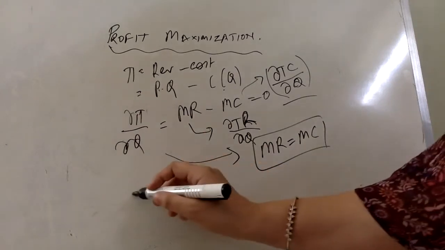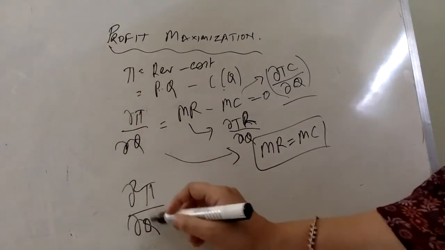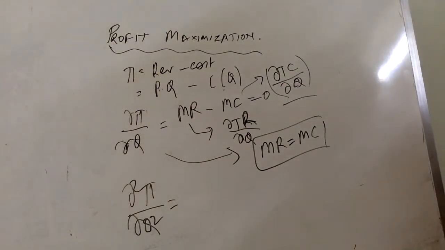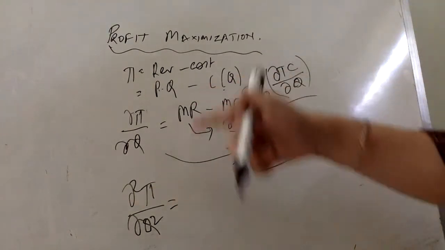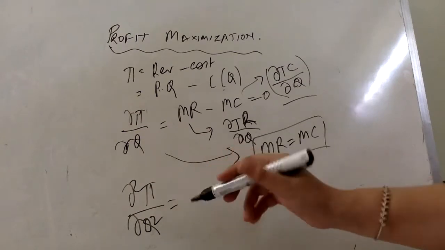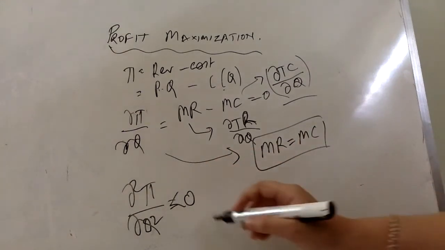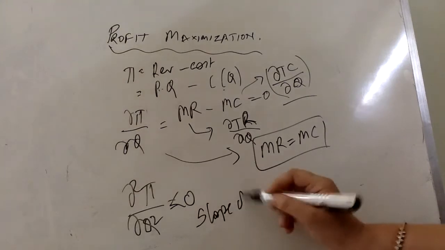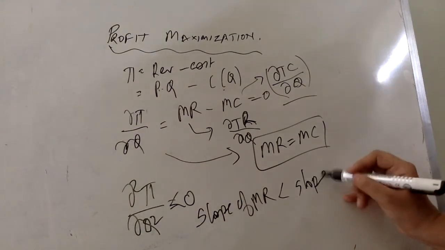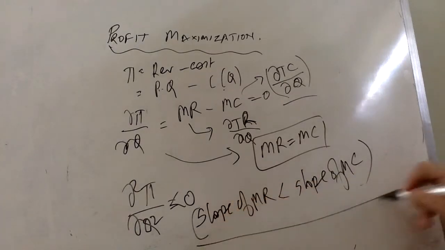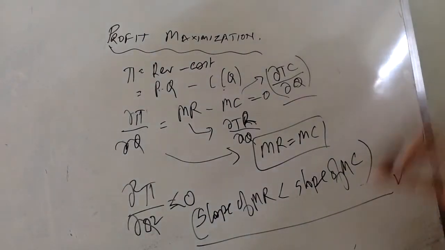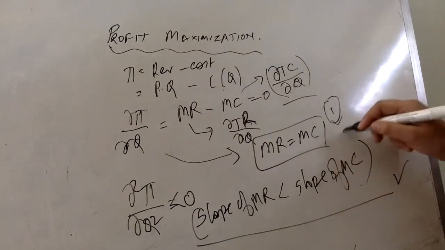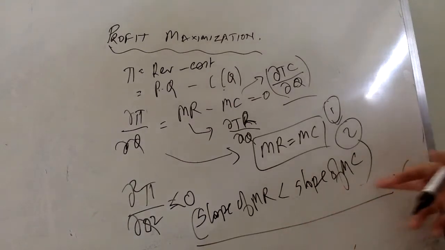And if I take the second order derivative for profit maximization, here we put the maxima condition, which says that in order to maximize a function, the second order derivative of this function must be less than 0. This means that the slope of MR must be less than the slope of marginal cost. This must be satisfied in order to get a maximum. So remember the two conditions: first, MR equal to MC; second, at the optimum the slope of MR must be less than the slope of marginal cost.